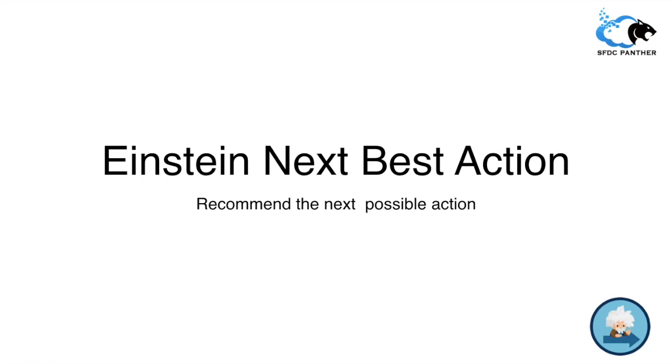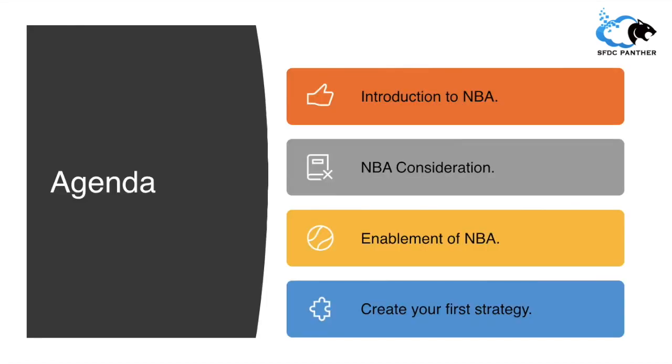So let's see what we have for today. We will see what NBA is, and then what NBA considerations are, like what are the considerations that we need to take care of while working with NBA, and then how we can enable it, and what are the things related to NBA. We will talk about how we can create our first strategy using Strategy Builder, and then how we can use NBA in our Lightning record pages.